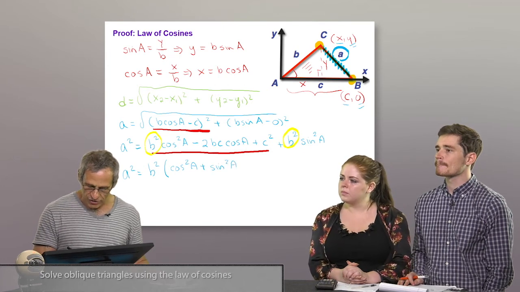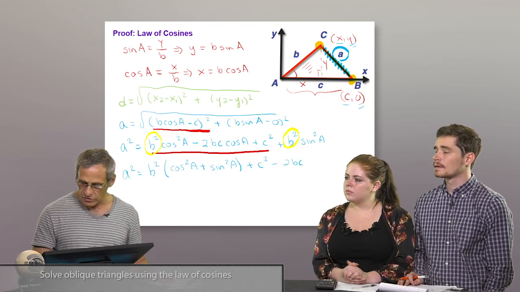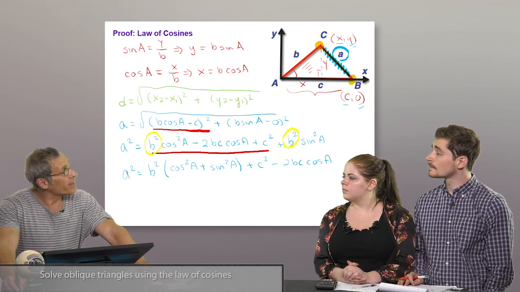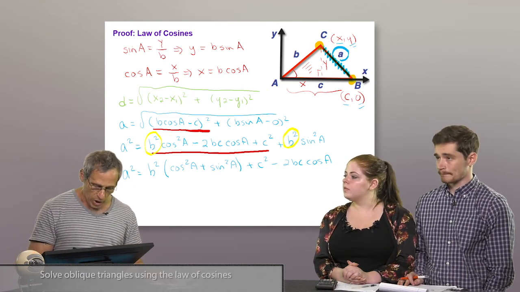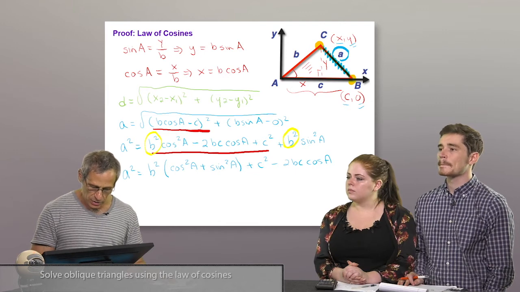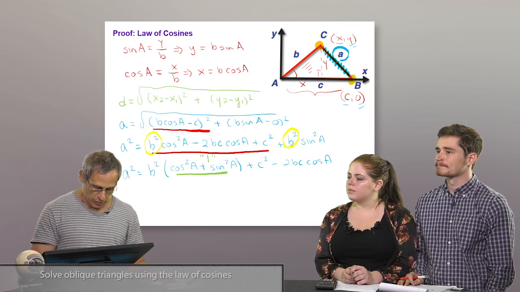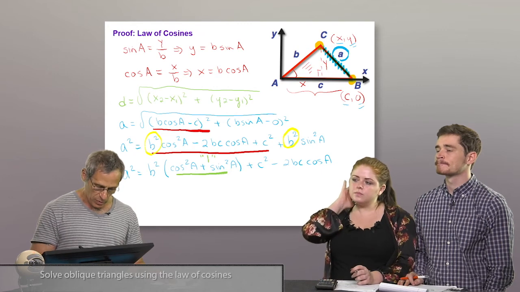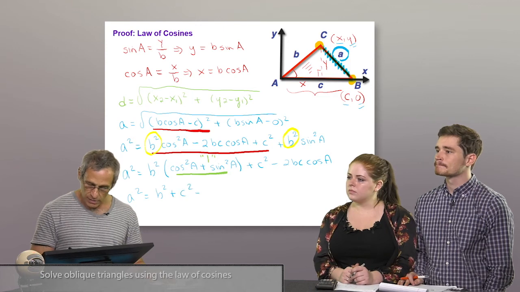And then I'll just write out the rest of what I have, which is plus c squared minus 2bc cosine of A. Right. Now, I know from the Pythagorean identities, sine squared of A plus cosine squared of A is 1. So this piece right here is just what? It's just 1, isn't it? So what do we end up getting? Well, what we end up getting is our law of cosines, which is a squared is equal to b squared plus c squared minus 2bc cosine of A.